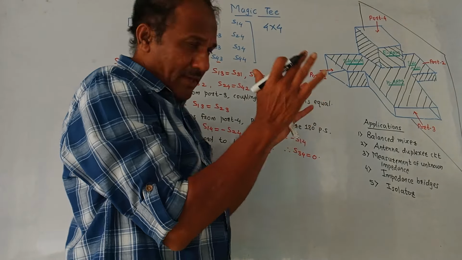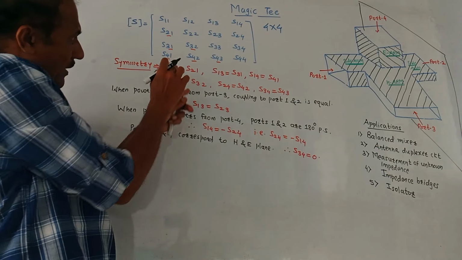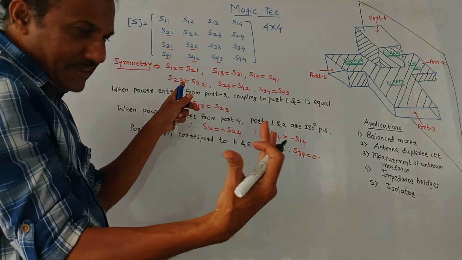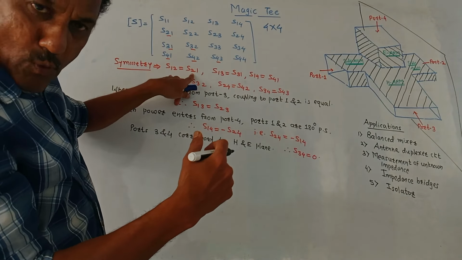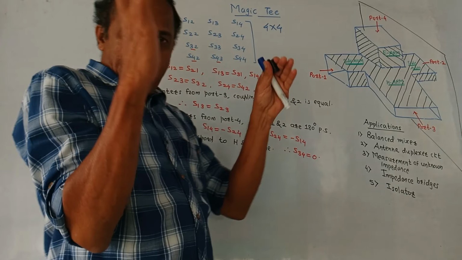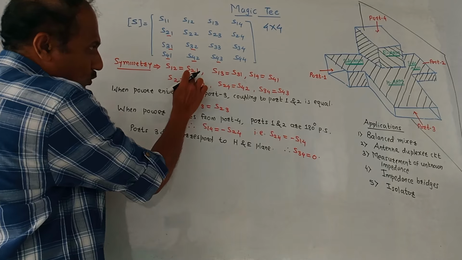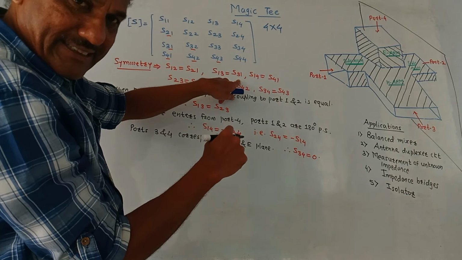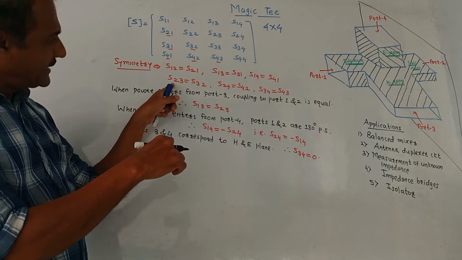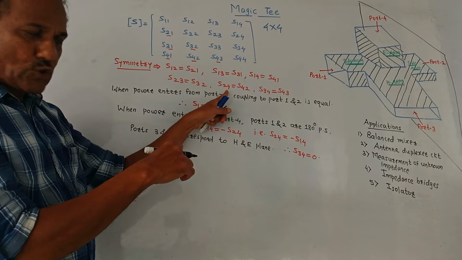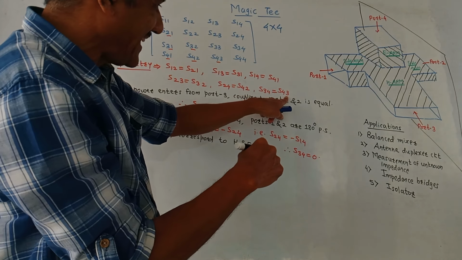बहुत simple है. S12 means it is related to port 1 and port 2. You can well say like this, from port 1 to port 2, S21 from port 2 to port 1. So as I said, there is a condition of symmetry. That means S12 is same as S21, S13 is same as S31, S14 is same as S41, S23 is same as S32, S24 is same as S42 and S34 is same as S43.